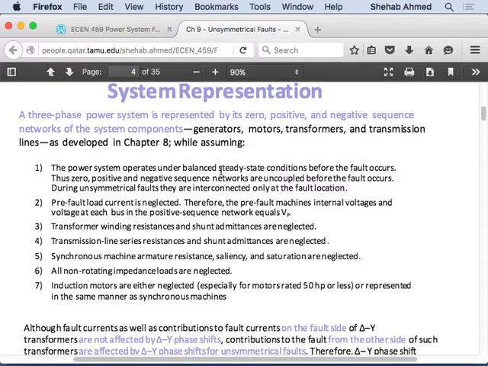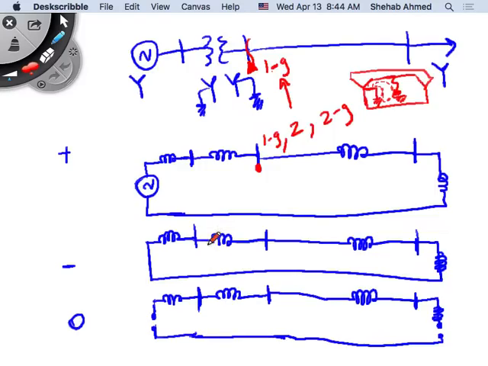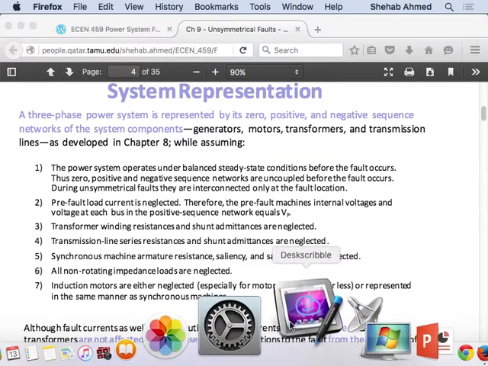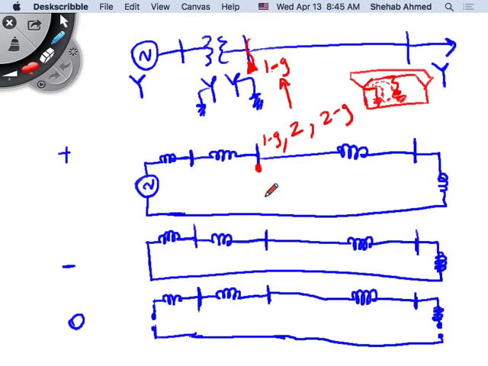The power system operates under balanced steady-state condition before the fault. Thus, the positive, negative, and zero sequence networks are uncoupled before the fault, right? When the fault occurs, we will have to find a way to couple them, and they will be coupled at the fault location.